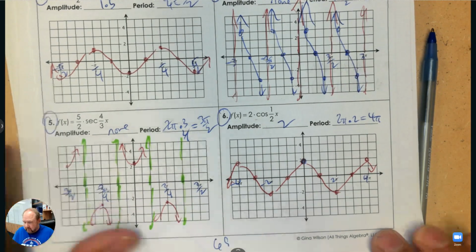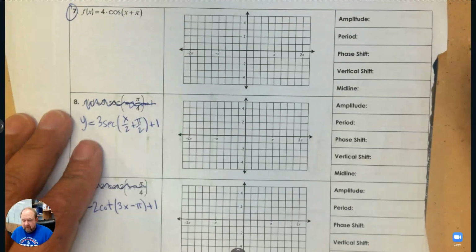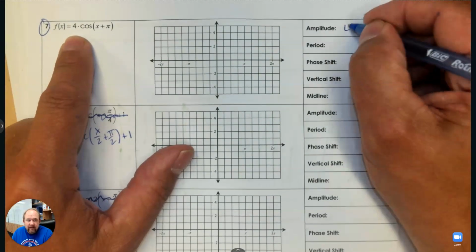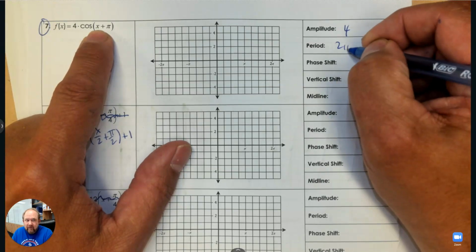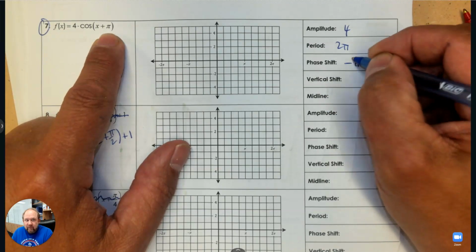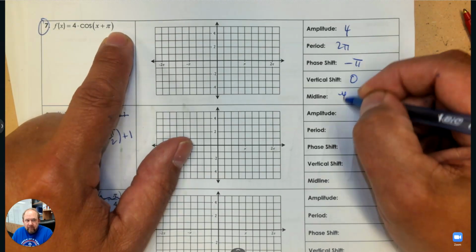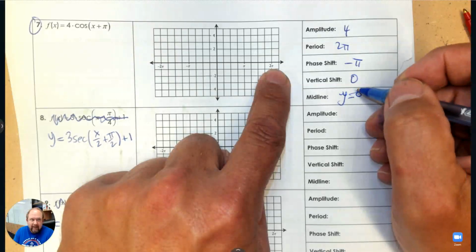And there you go. All right, turn the page. Number 7. It's cosine, so it has an amplitude. The period is 2 pi, and it doesn't change. The phase shift's negative pi. There's nothing to divide there. The vertical shift is none. It's 0. So there we already have our midline.